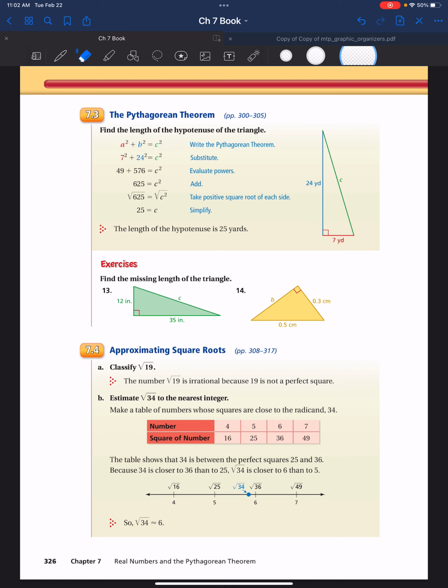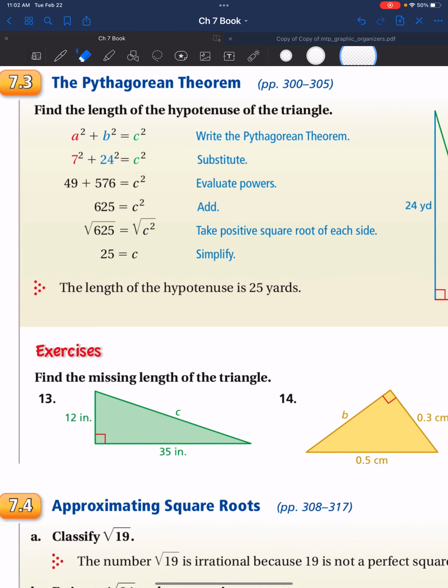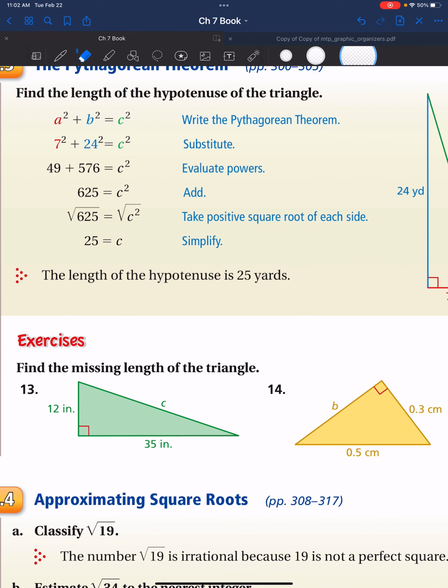The Pythagorean theorem. This is fun stuff. Remember, in the Pythagorean theorem, we've got a squared plus b squared equals c squared, and a and b are legs, and c is the hypotenuse.